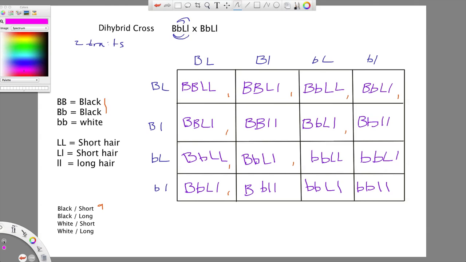Black, remember, is capital B, but down here, long is recessive, so we're going to need two lowercase l's. Now we're looking for boxes that have at least one big B, but they need two lowercase l's. I go through, and I see one here, one here, and one here. I go back, and there are 3 that could have black hair as well as long hair.